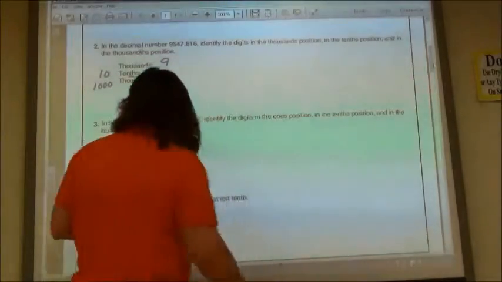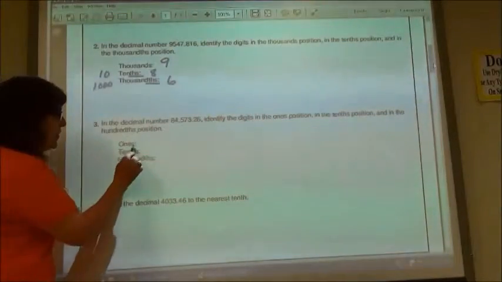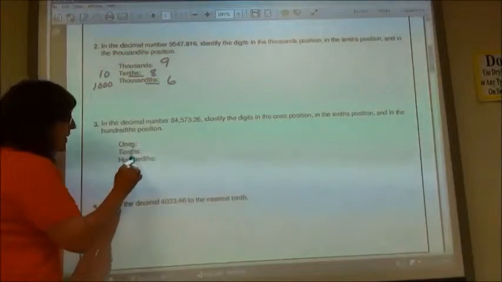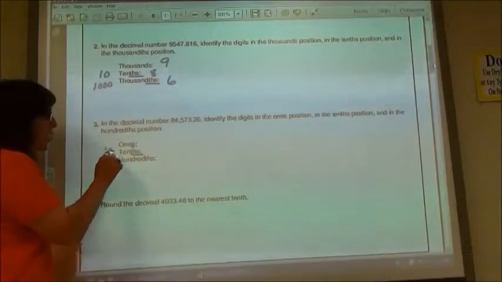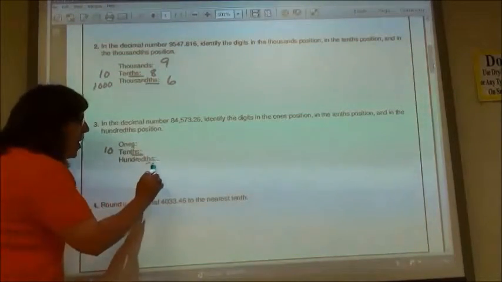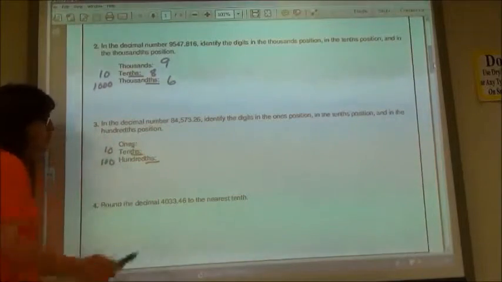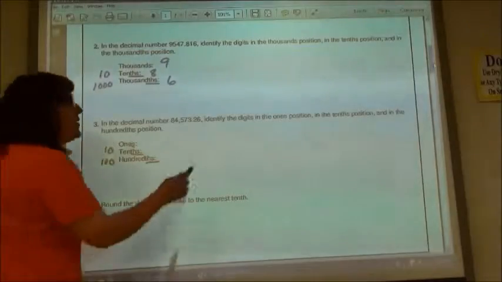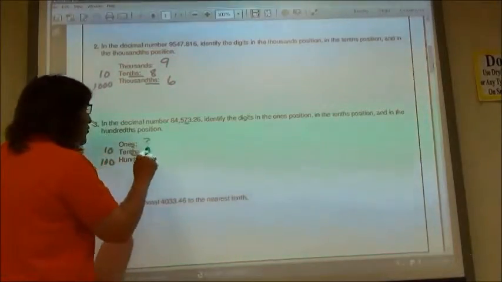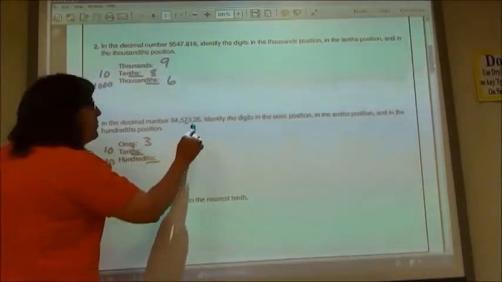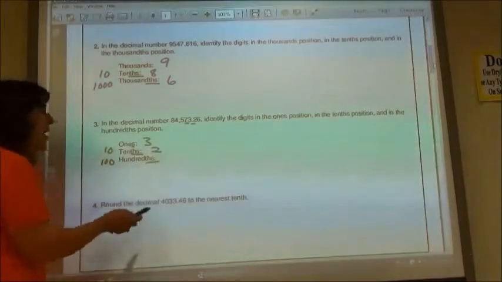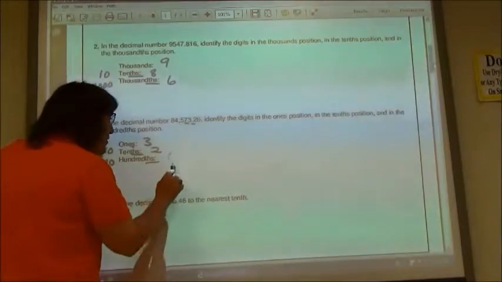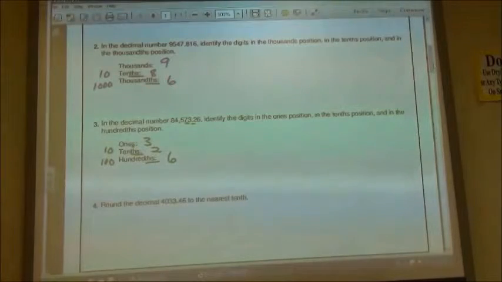And in my third number, again, I'm looking for the ones, just ends in an S. The tenths, THS, so one place after the decimal, and the hundredths. A hundredth has 2 zeros, so two places after the decimal. So the ones spot right in front of the decimal is the 3. The tenths spot, one place after the decimal, is the 2. And the hundredths, two places after the decimal, 6.